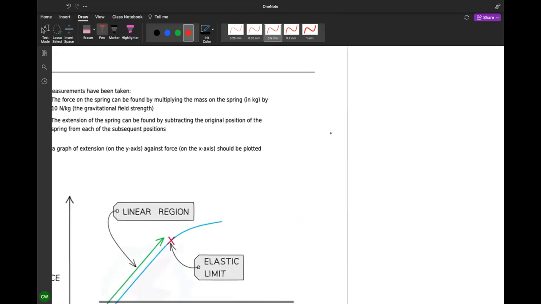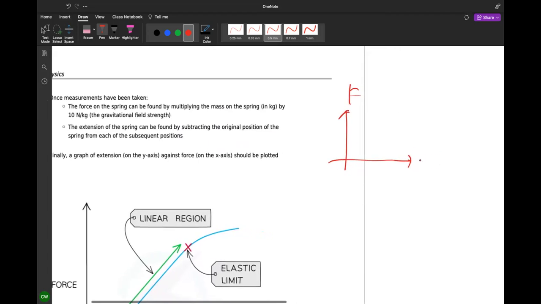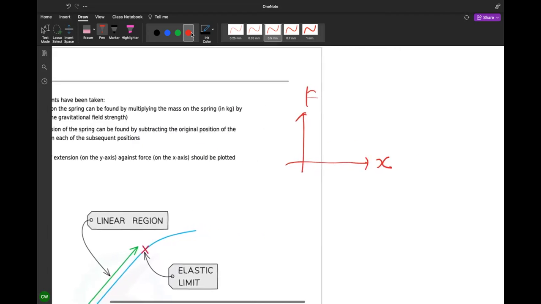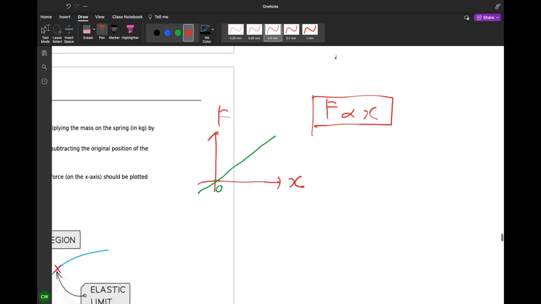When you plot the graph, normally we are plotting force against extension. And then you are going to get a straight line. What does it mean if it's a straight line? The relationship between them is directly proportional. 当它变成一条直线，当它经过零的时候. If you get a straight line that passes through the origin, it tells us that this is a directly proportional relationship.